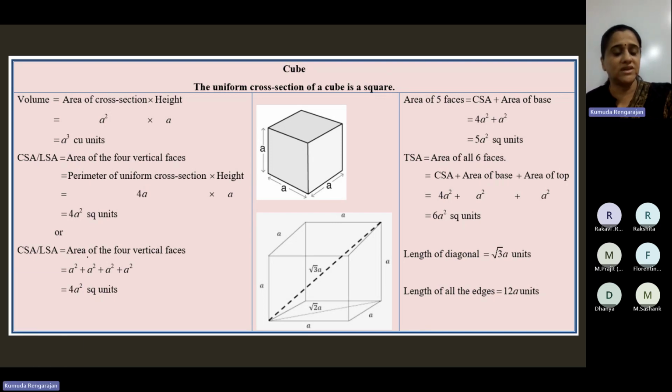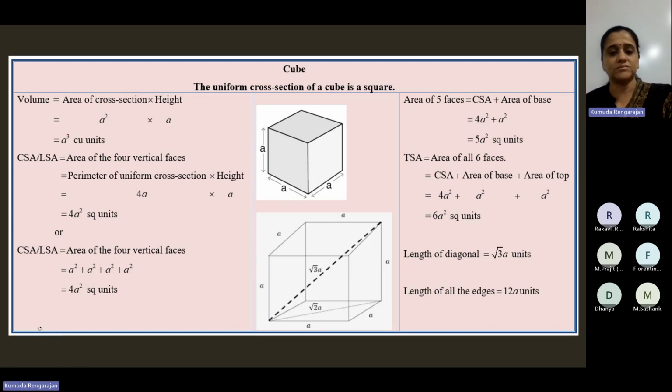Or you can also understand CSA as the area of the 4 vertical faces, right? Curved surface area is the area of the 4 vertical faces. 1, 2, 3, 4. So 4 vertical faces: a square, a square, a square, a square. So you can understand like this also. The curved surface area you can understand as the perimeter of the uniform cross section into height. The cross section is a square. Its perimeter is 4a into height a, 4a square. Or by adding the individual areas, a square, a square, a square, a square, 4 walls.